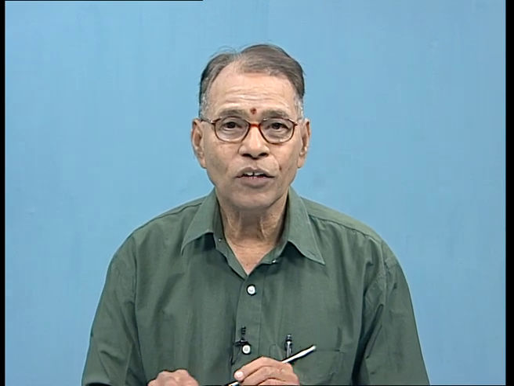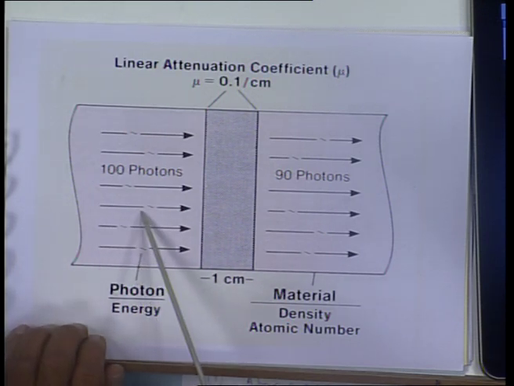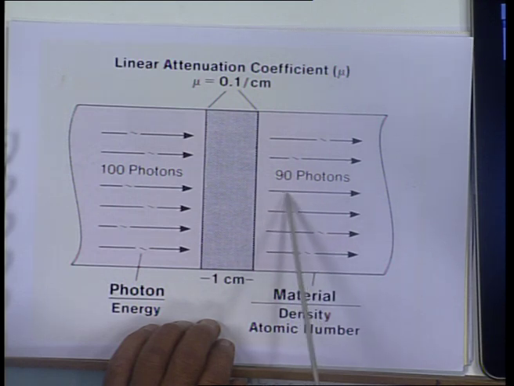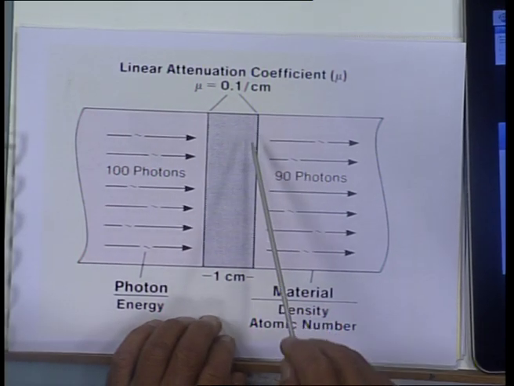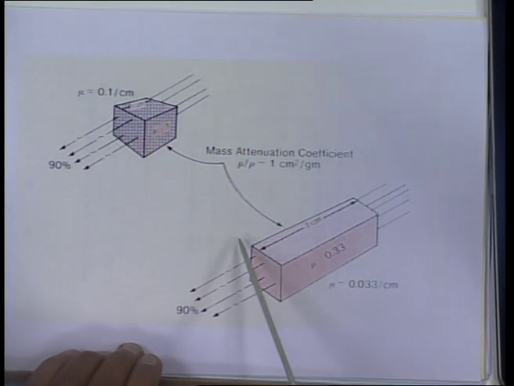Now, we see, for example, in this chart, if 100 gamma ray photons are incident on a particular material which is 1 centimeter thick, you will be able to observe in the chart that 90 photons are coming out. The meaning of that is 0.1 is the linear attenuation coefficient. We will find what is also called the mass attenuation coefficient in this particular chart.